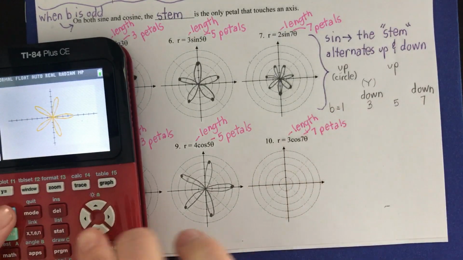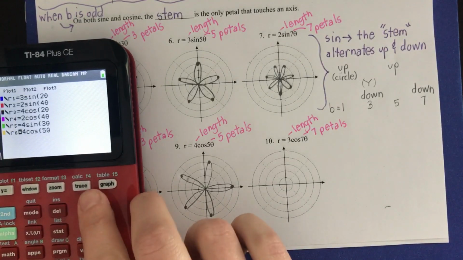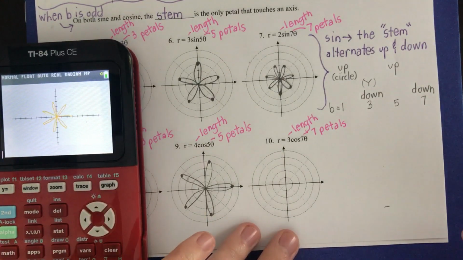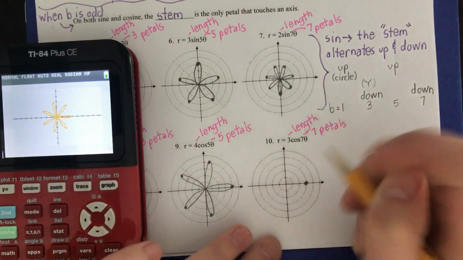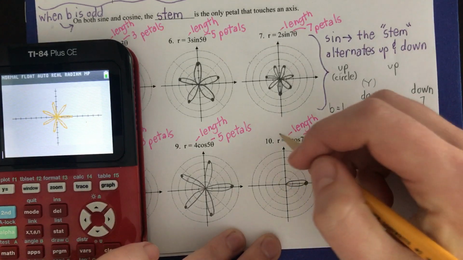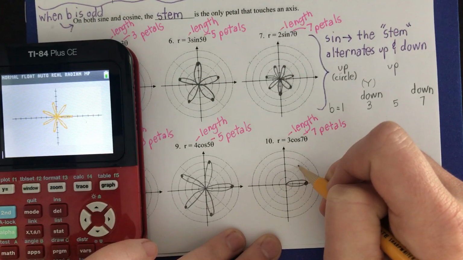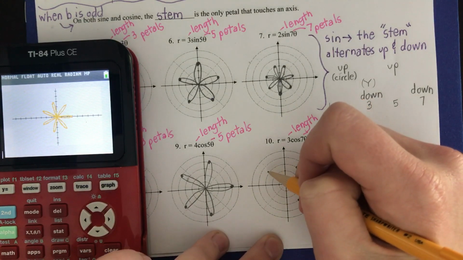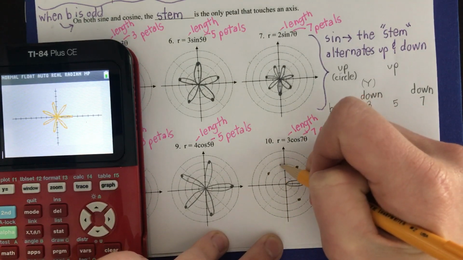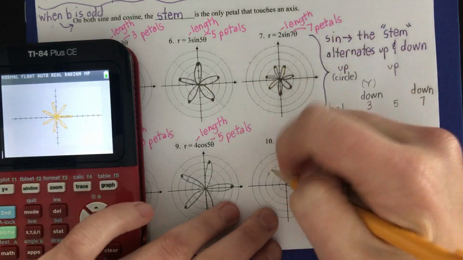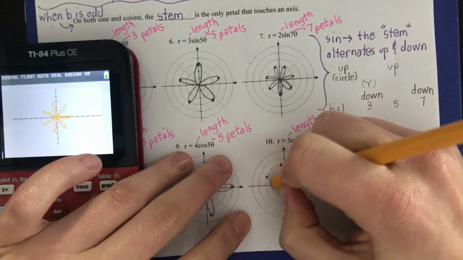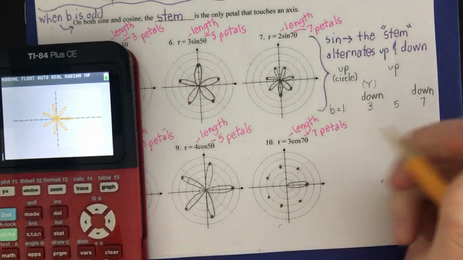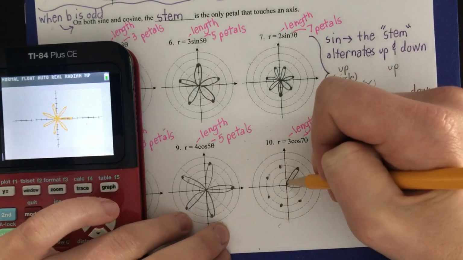So then we have next, our last one, y equals 3 cosine 7 theta. All right, so 1, 2, 3. Our stem is still here on the right. Then we're going to have about here, about here. Here, I think that one's probably a little lower. Here. Maybe here. And then here.